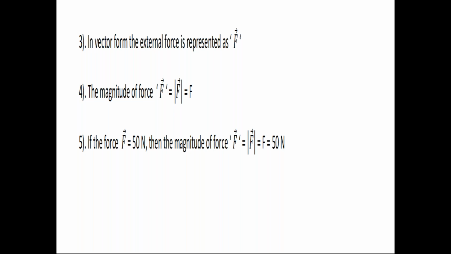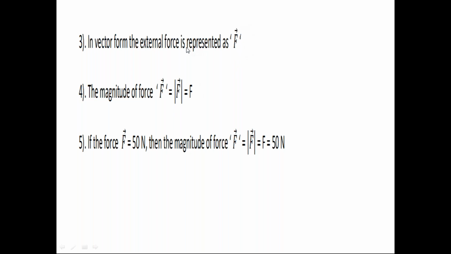F bar is the vector representation. If I need the magnitude of force F bar, you consider F bar in modulus. The modulus of F bar is called the magnitude of force F bar. That magnitude is written as only F. F is only the magnitude, whereas F bar is the force vector.